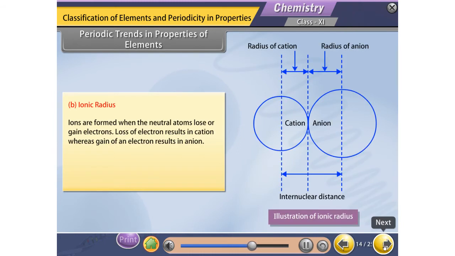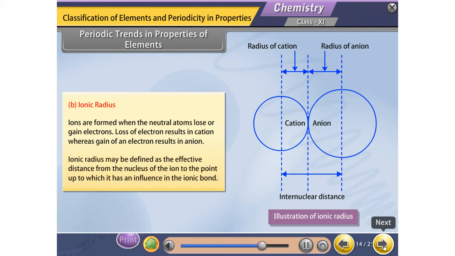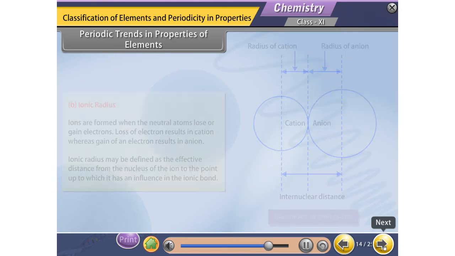Ions are formed when neutral atoms lose or gain electrons. Loss of an electron results in a cation, whereas gain of an electron results in an anion. Ionic radius may be defined as the effective distance from the nucleus of the ion to the point up to which it has an influence in the ionic bond.